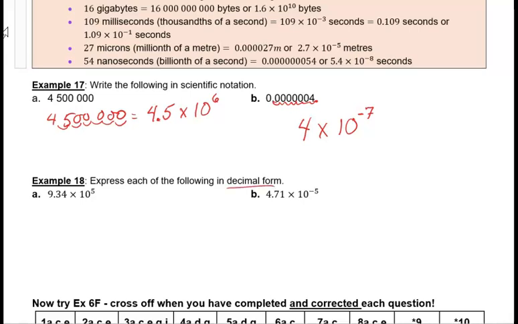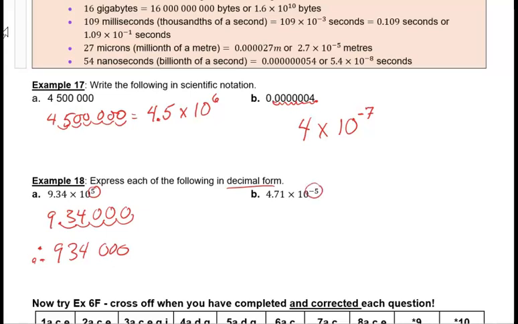Now we're going to go back to decimal form. So if I have 9.34 times 10 to the 5, that 10 to the 5 just means that I'm going to do my jumps in that direction, +5 to the right. 1, 2, 3, 4, 5. Therefore, this is 934,000. That's the way to express that number without using scientific notation, or to bring it back to decimal form.